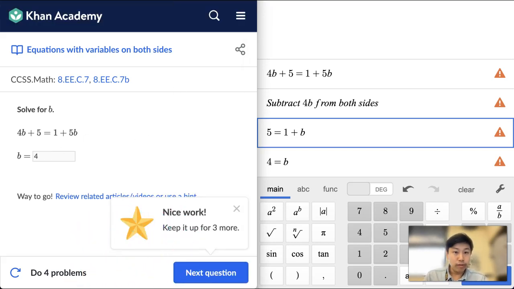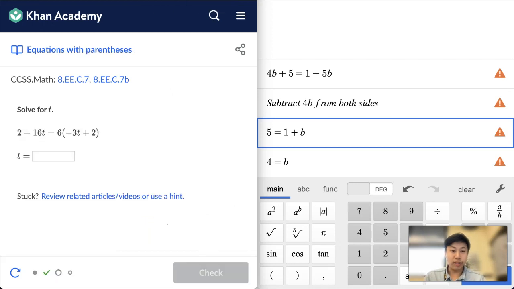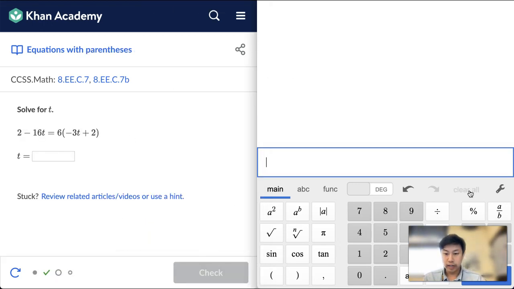Let's get into some examples with parentheses. Okay, so here's your next example. I'm still going to follow my first tip, the same tip. If I have a chance to combine like terms on either side, I'm going to do it. So let's check. 2 minus 16t, nope, can't combine them. And then 6 times negative 3t plus 2, can't combine anything else here as well, right? So we're going to go to the next step for parentheses.